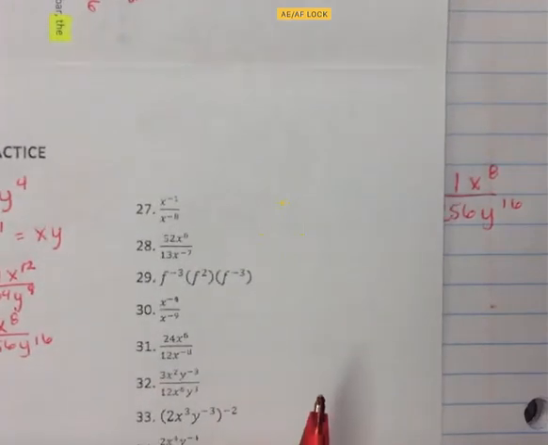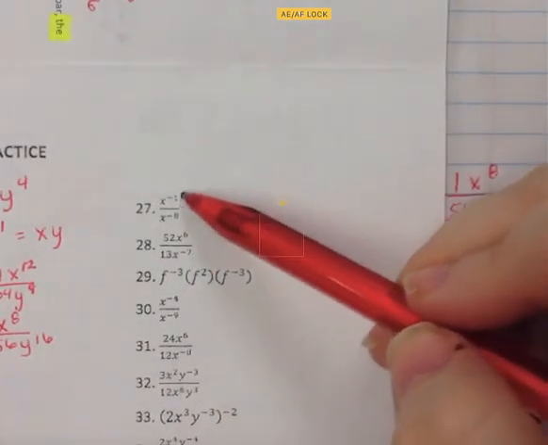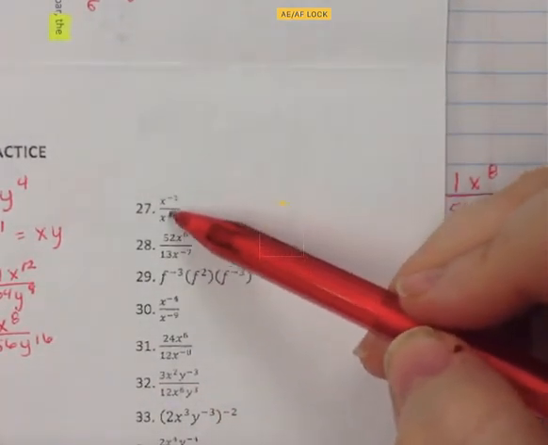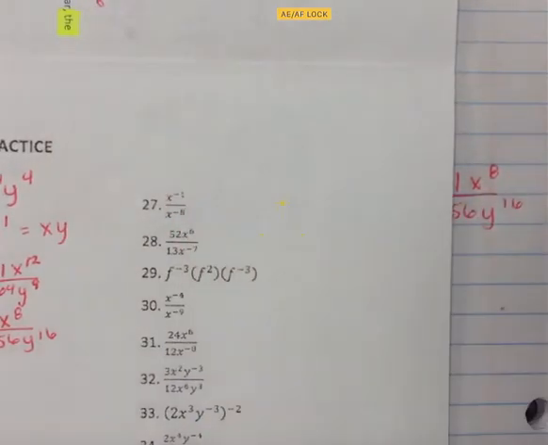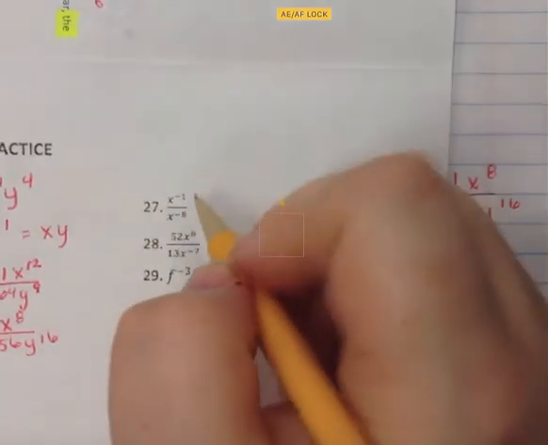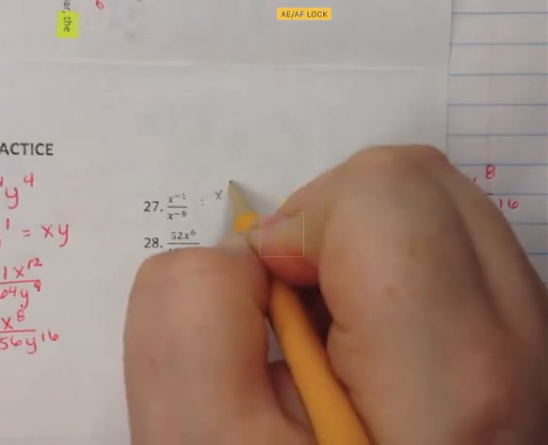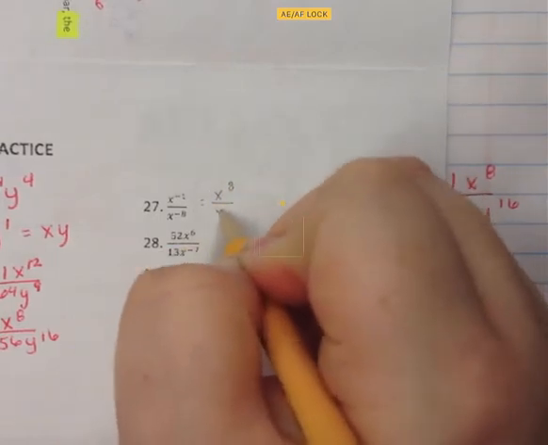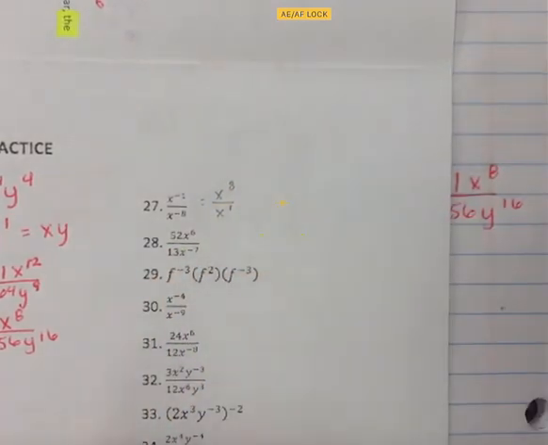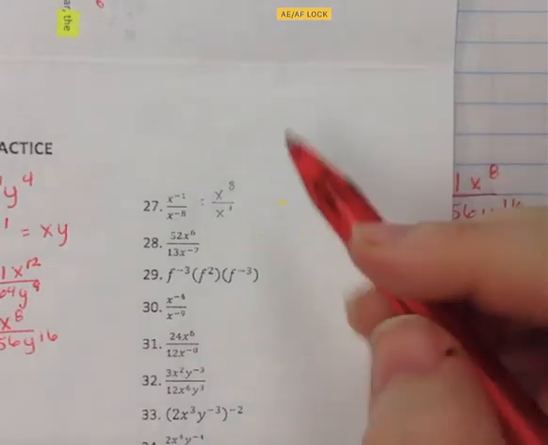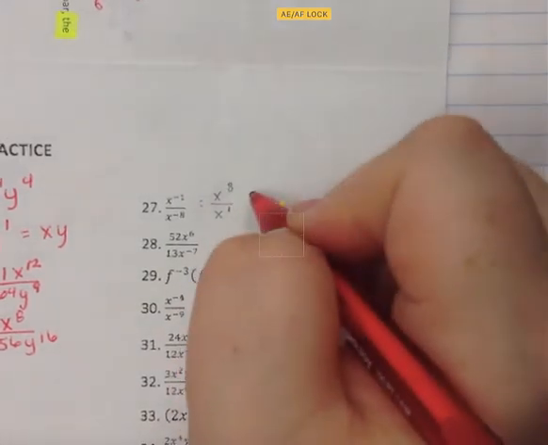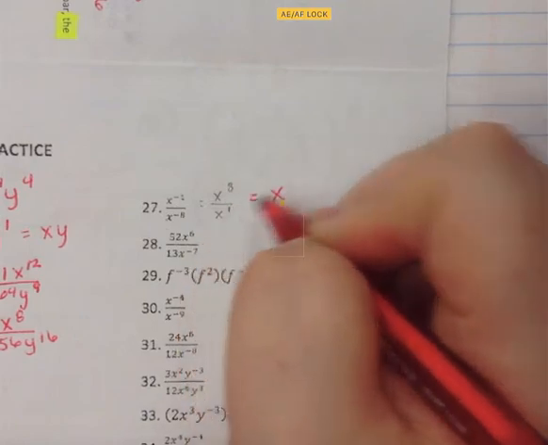On example 27, if you notice that both of these have a negative exponent, so what really happens is that they both have to move. This becomes x to the positive 8 over x to the positive 1, because they both have to move. So now it's just subtraction of the exponents. This becomes x to the 8 minus 1 is 7.